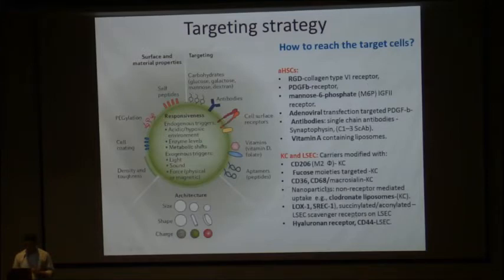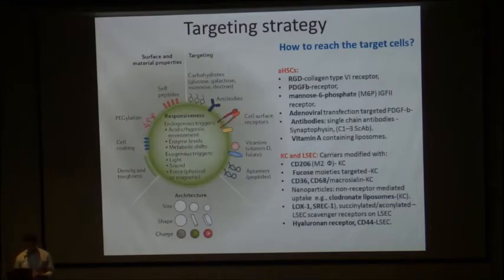Other cell types in the sinusoids we also can target for fibrosis are the Kupffer cell and the liver sinusoidal endothelial cell. Certain markers like CD206, Fc receptor, CD36 and CD68 are expressed on the Kupffer cells. So we can utilize these receptors to send this molecule to Kupffer cells. Nanoparticles like clodronate liposomes can be easily taken up by the Kupffer cells. So if you want to target the Kupffer cells for fibrosis, we can utilize this.